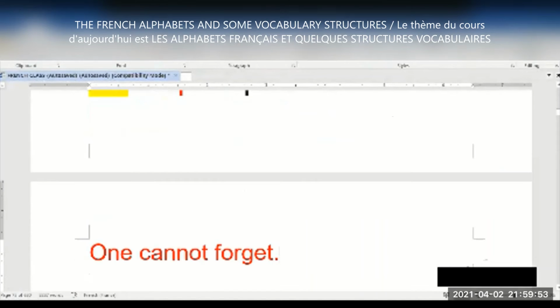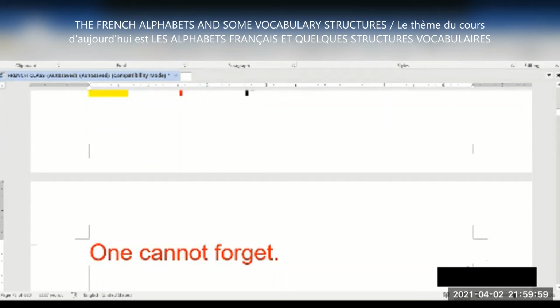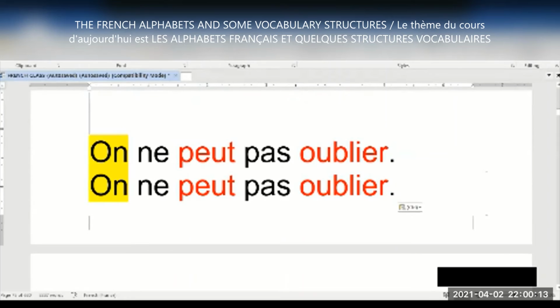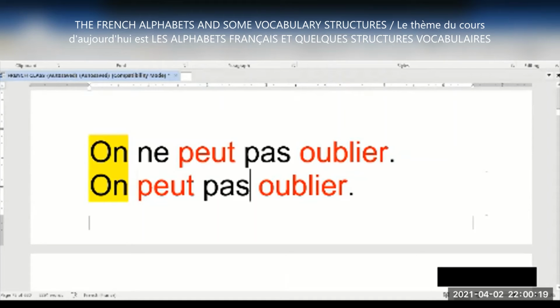Now let's look at it. On ne peut pas oublier means one cannot forget. If you want to say one can forget, let's look at the different version here. One can forget. That's it. You remove the ne pas, which is the negation phrase. On peut oublier. One can forget. This is the can. On peut oublier.